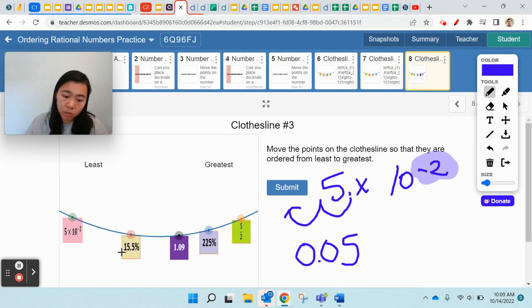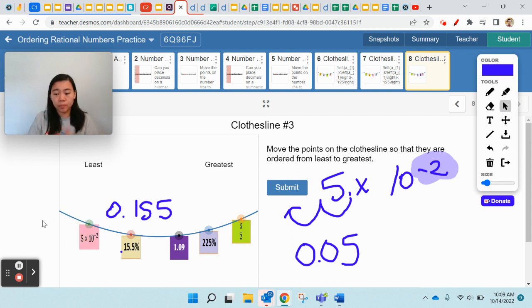15.5%, if we move the decimal over to change it to a decimal, this is 0.155. This is 0.05. Okay, so this one is going to be at the end. Okay, hope that helps.